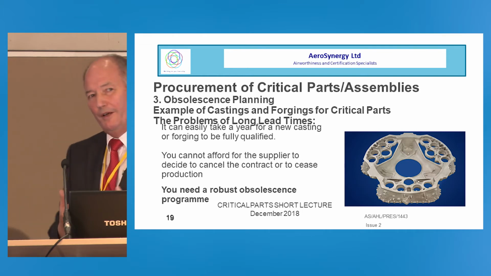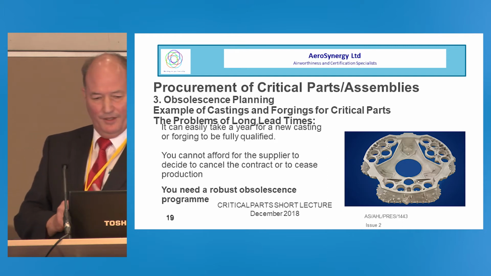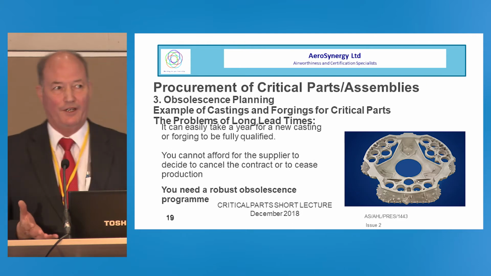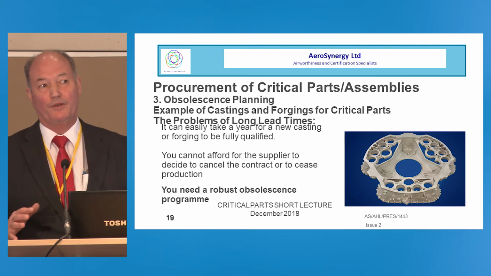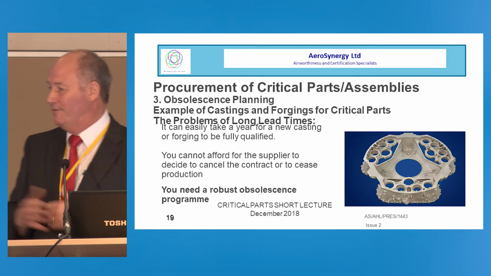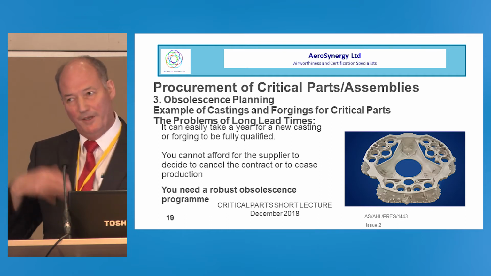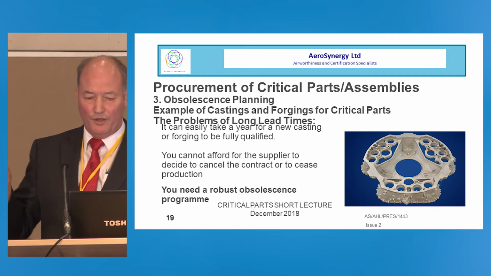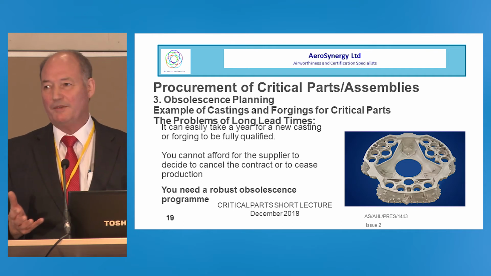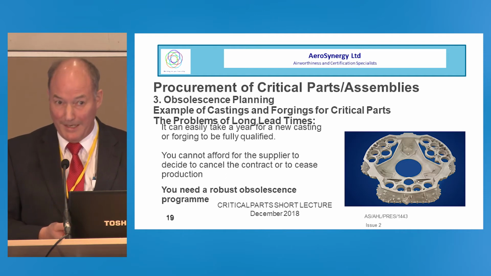Now, when you buy critical parts from suppliers, obsolescence planning is absolutely key. I show here a casting. It can easily take a year to qualify a casting. First of all, getting the casting right, because they're notoriously difficult, with cold shuts and other problems that you can have. After you've spent all that effort getting the casting right, developing it with the foundry, and going through the qualification process, including all the fatigue testing that might be needed, it's an absolute disaster if they turn around and say, actually, this aerospace business is too much like hard work and we don't want to make it anymore.